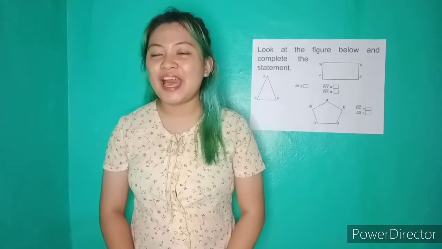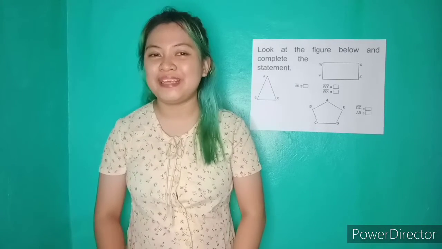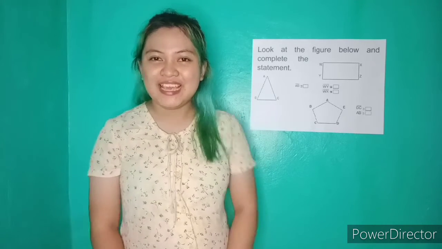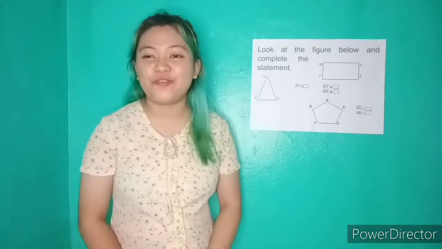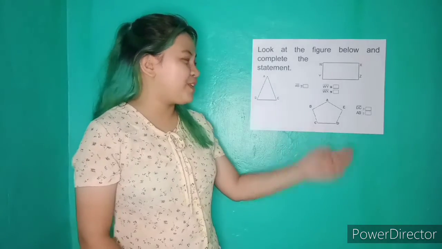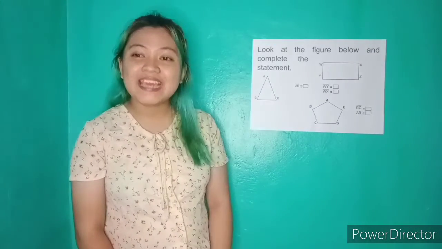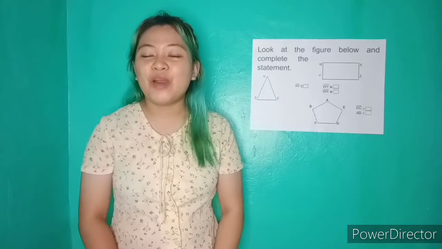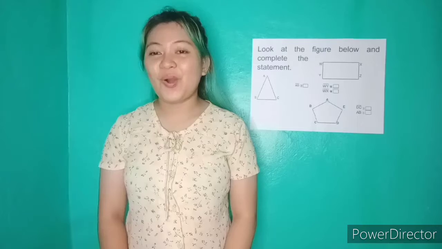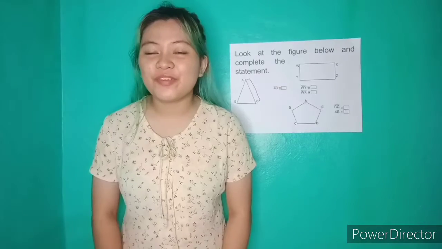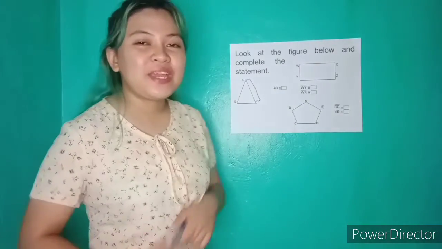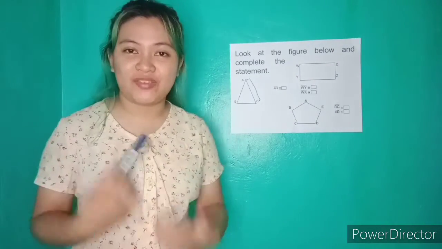Now at this point, I will ask everyone to get a piece of paper because we will be having an activity. As you can see here, we have different figures. What I want you to do is to look at these figures below and complete the statement, okay? I will give everyone 5 minutes to do this activity. Okay, you can start now. Is everyone done with the activity? Okay, yes, very good. Now let's try to answer the activity.